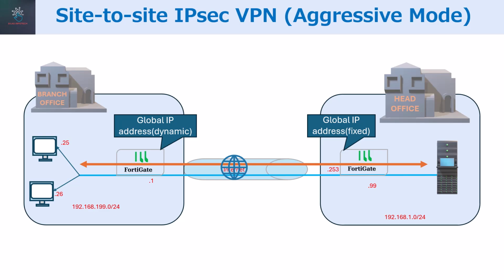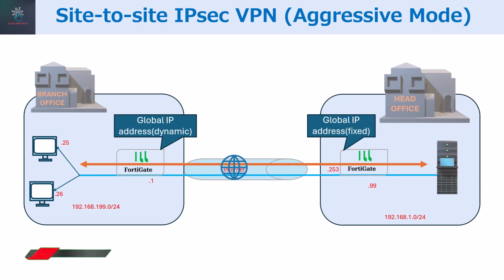IPsec, or Internet Protocol Security, is a protocol for securing Internet protocol communication by authenticating and encrypting each IP packet of communication sessions. Aggressive mode is one of the two modes in the IKE, or Internet Key Exchange, Phase 1, the other being main mode. Aggressive mode is faster but less secure because it transmits identities in plain text. It is typically used when the endpoints have dynamic IP addresses.